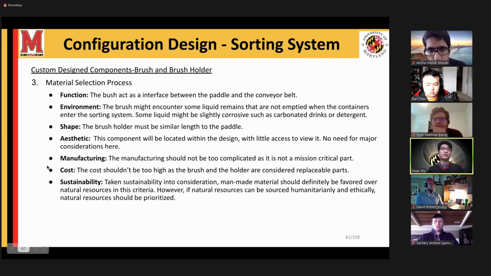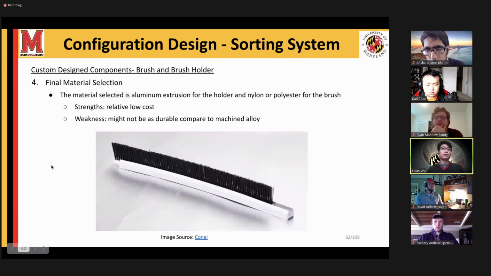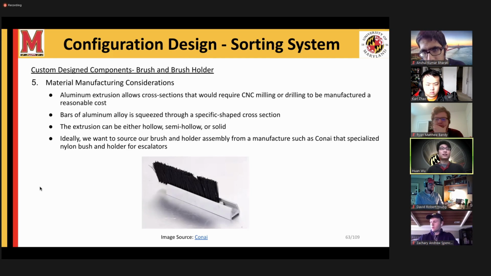And these are the 7 criteria we consider for our material selection process. We figured that using man-made materials such as polyesters and nylon will be better in both procuring the material and quality control for the brush head. The holder will be made from aluminum extrusion, which allows some complex geometry at a reasonable cost. Ideally, we want to source a brush and brush holder from manufacturers such as Colnite that specialize in nano brush and holders that are usually used in escalators.